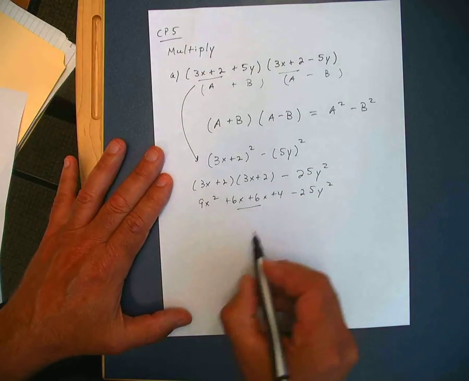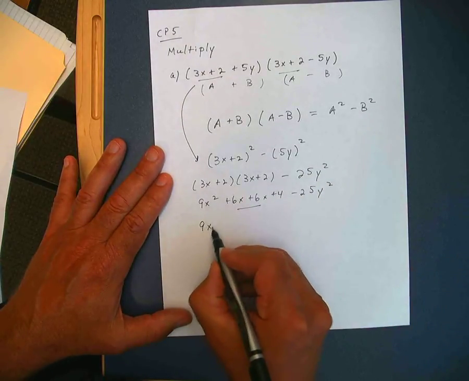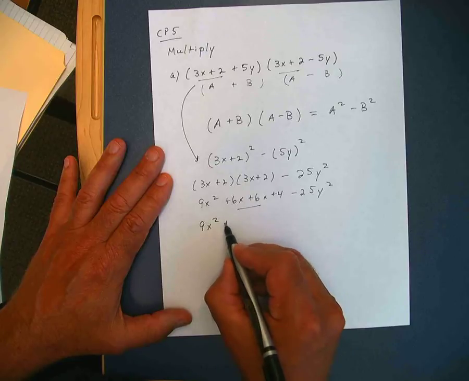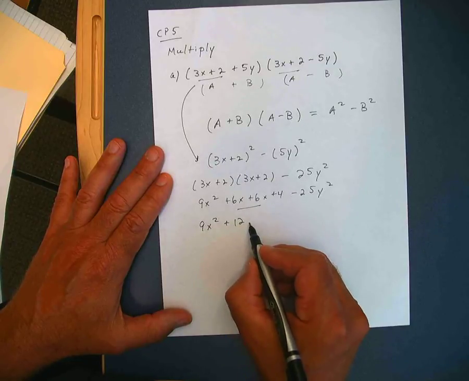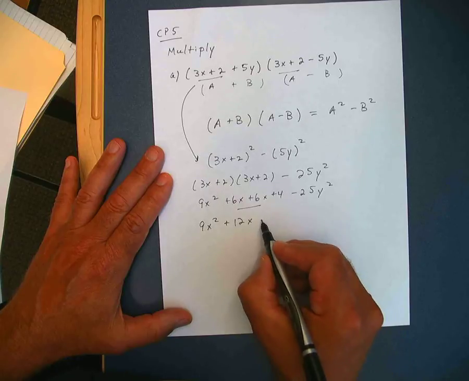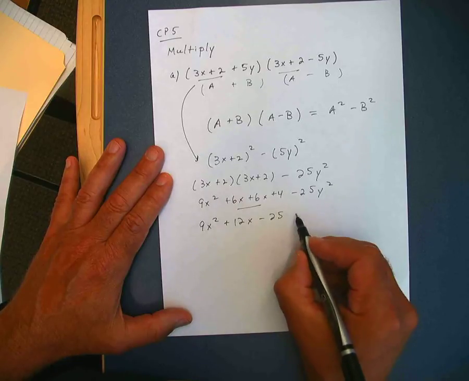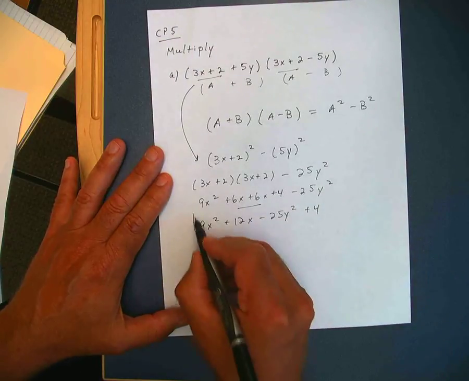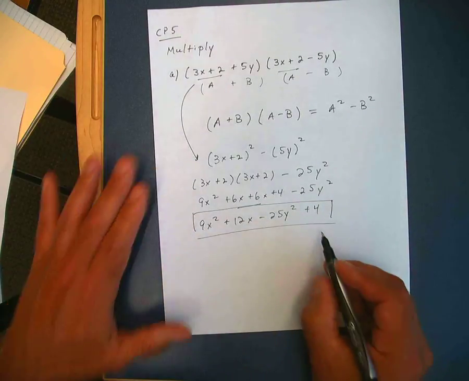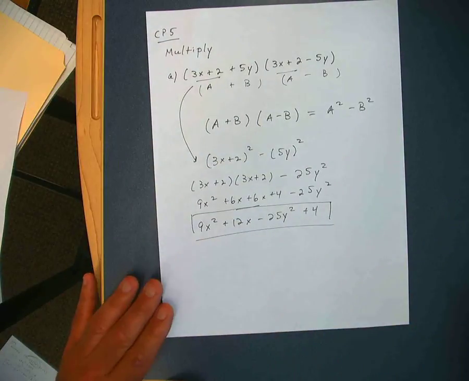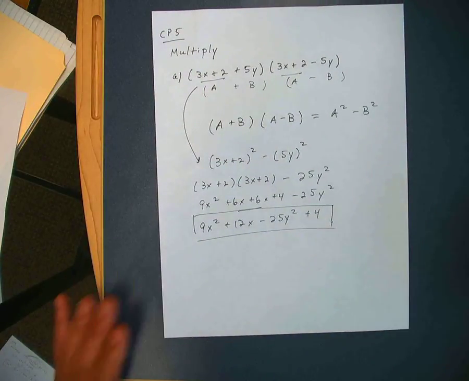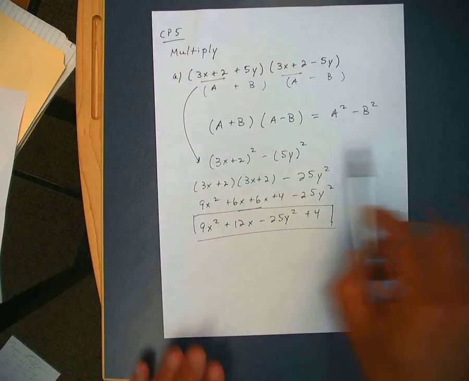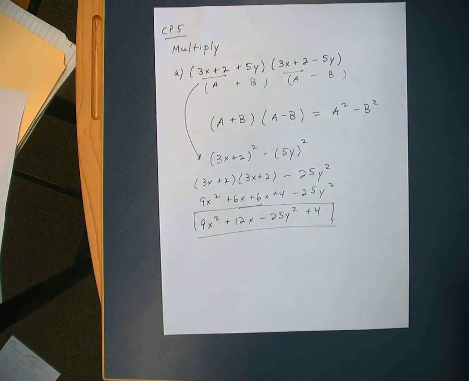We can combine these two terms, and so we end up with 9x squared plus 12x. I'm going to put this next, minus 25y squared. I'll put the constant term on the end. So that's one way to write the answer. Sometimes you'll put the y squared term after the x squared, but that's somewhat arbitrary. So that's using this shortcut, which is a handy shortcut to make the multiplication of those polynomials quicker.